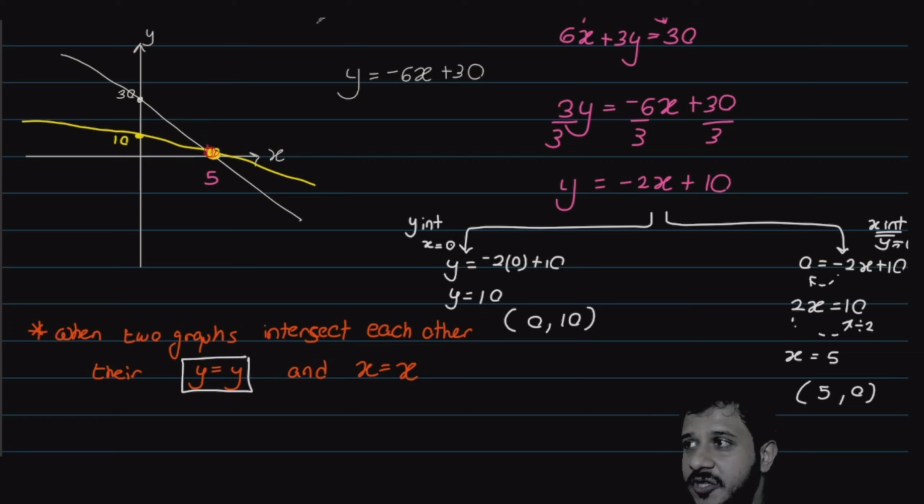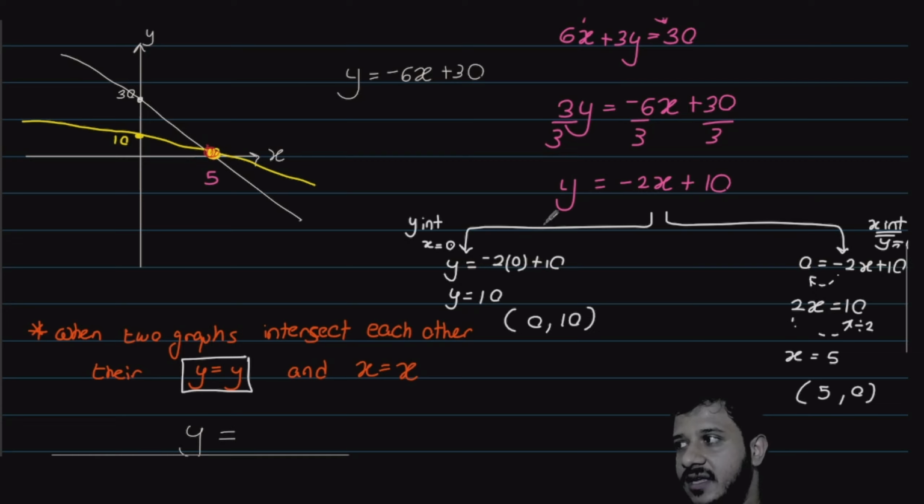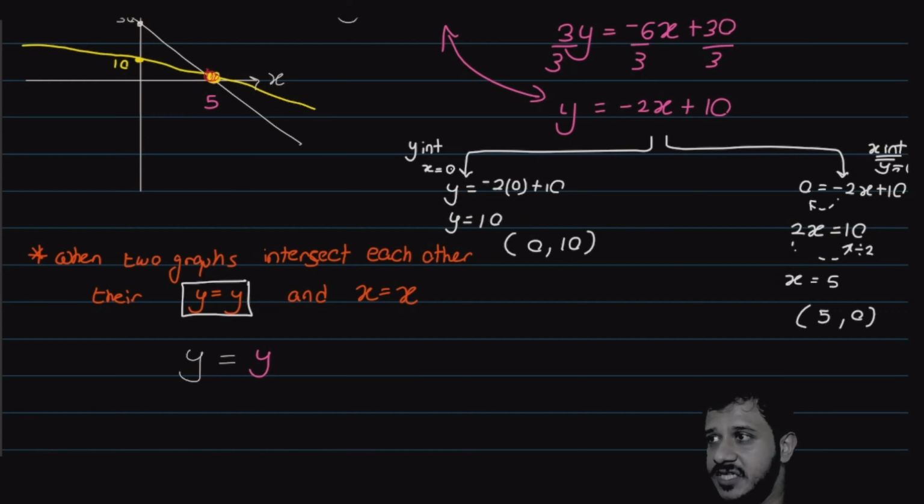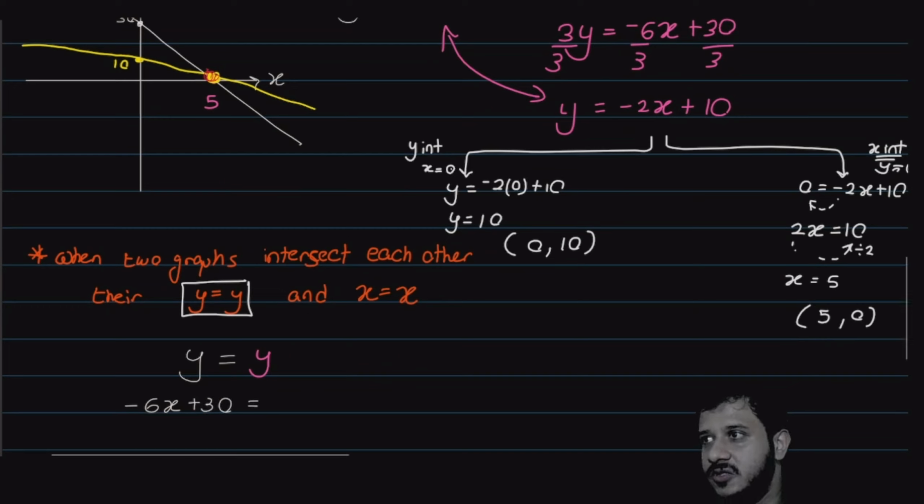Okay, that means put in this white color line equation, the white color y will be equal to which y? The pink color y here. Does that make sense? When they meet each other, the white color y value will be equal to the pink color y value. That means this negative 6x plus 30 is equal to negative 2x plus 10.